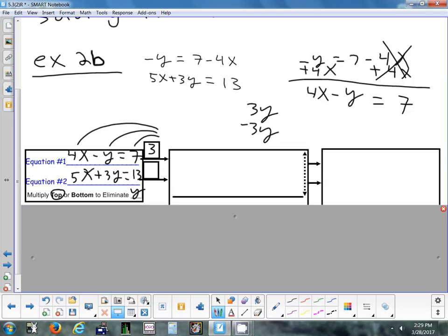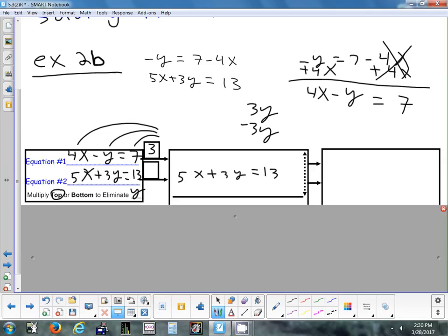What would happen if you use -3? The sign would change, and then we'd have same number, same letter, same sign. We don't want that. We want same number, same letter, opposite sign. Right? So bottom equation, just copy it over. 5x plus 3y equals 13.